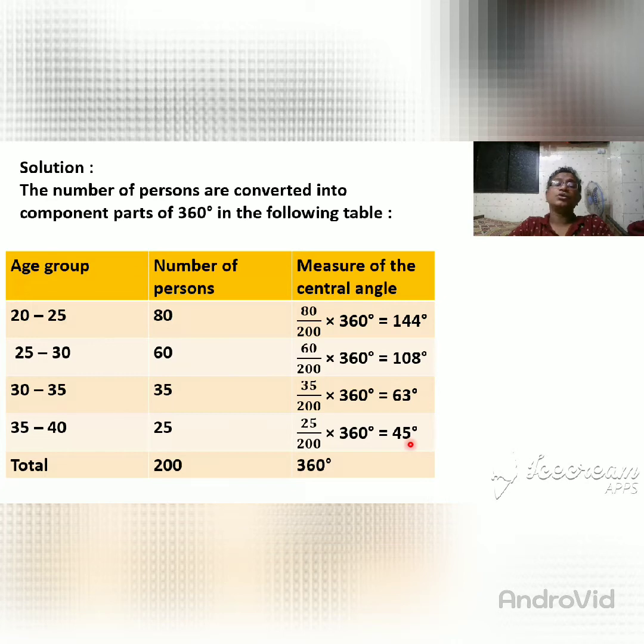Do you understand? In such a way you are getting the angles 144 degree, 108 degree, 63 degree and 45 degree. So you get 2 marks for the table, and completing the diagram you get 2 marks.